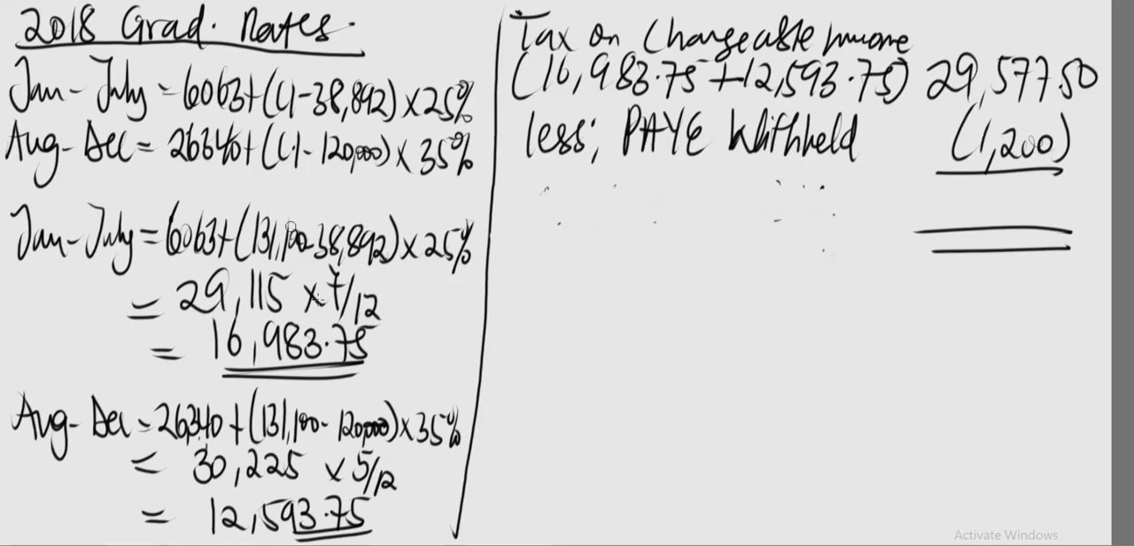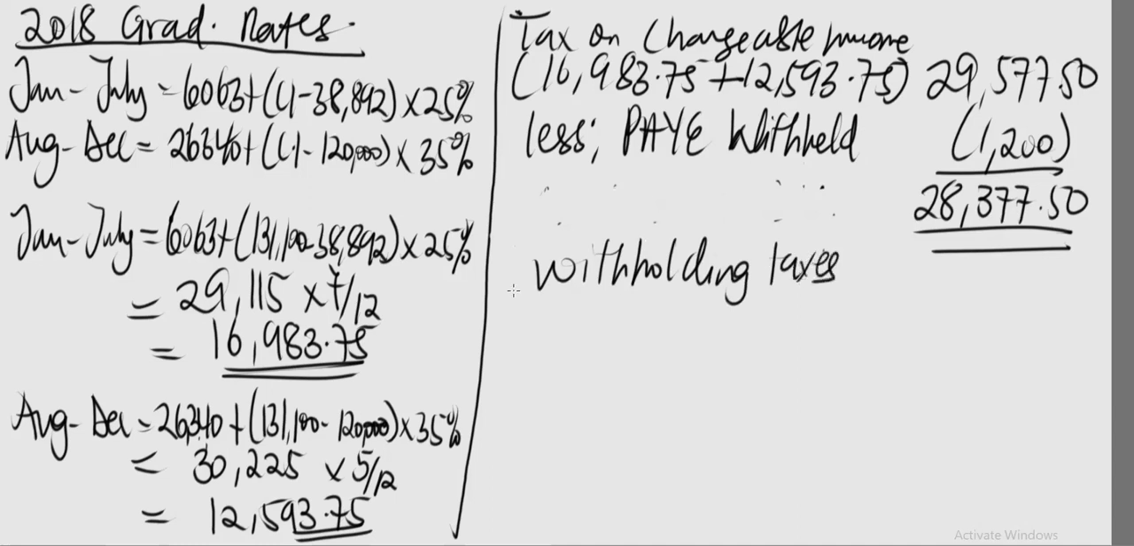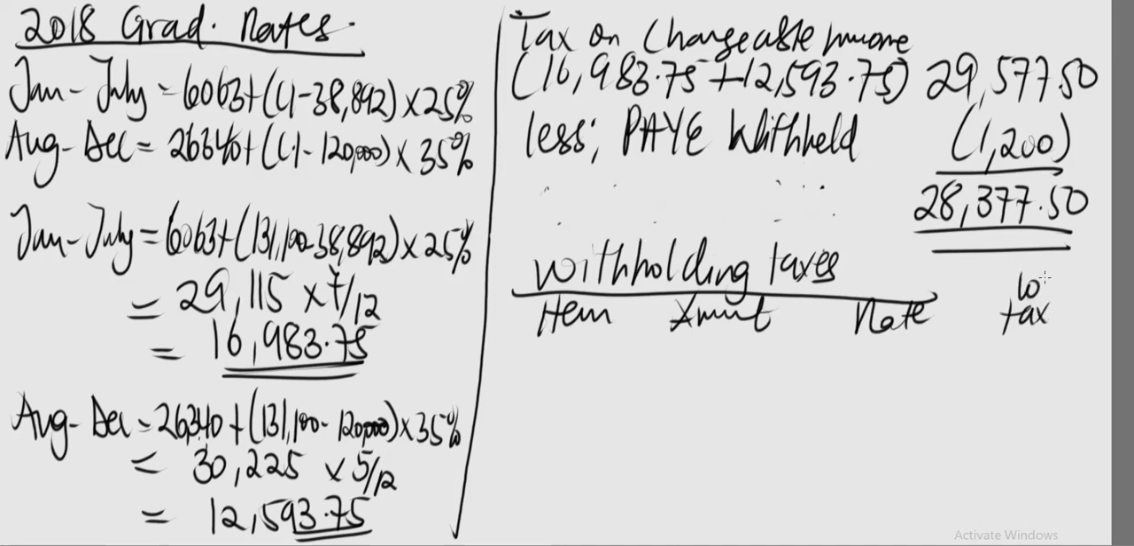So what do we get? Minus the 1,002 PAYE withheld, 28,377.5. Okay, then withholding taxes. I told you, anytime you see it in the exam, just bring the item, the amount involved, the rate, and the withholding tax.